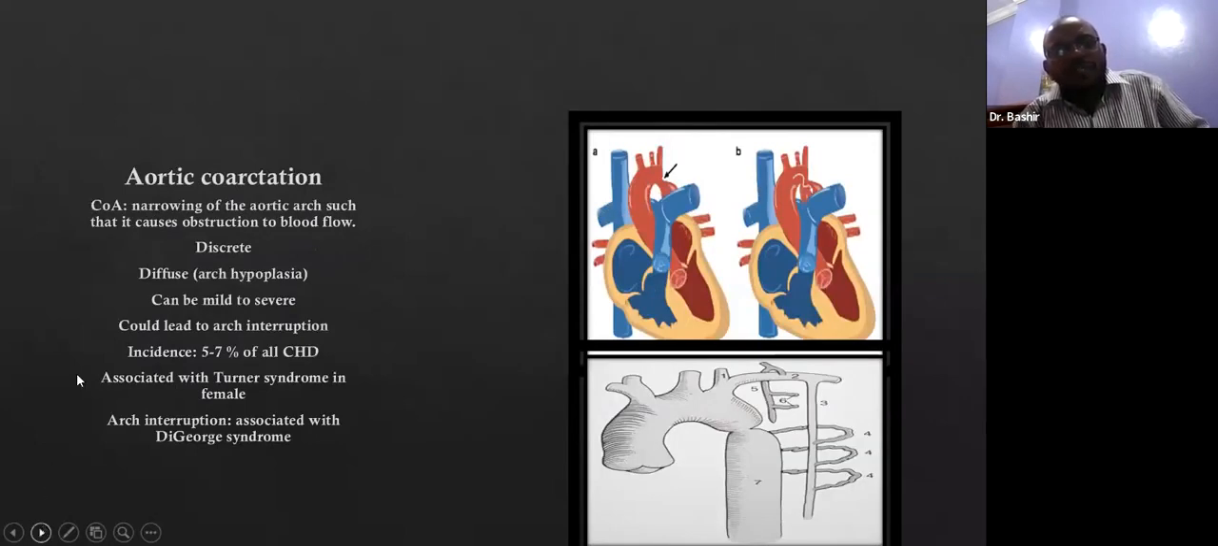One of the obstructive cardiac lesions is aortic coarctation, or coarctation of the aorta. What do we mean by coarctation of the aorta? Narrowing of the aortic arch just below the subclavian artery in the isthmus area, and it leads to obstruction of blood flow to the lower part of the body. It can be discrete, like this one, or it can be diffuse. Diffuse means a long segment associated with arch hypoplasia.